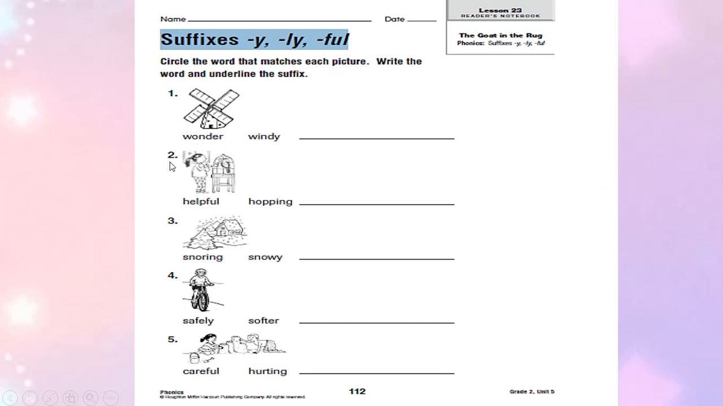Number 2. The girl is feeding her parrot. So how can we describe her? Is she helpful or hopping? Please circle the right answer. Write it on the line. Underline the suffix. Number 3. How can you describe this weather? Is it snowing or snowy? Write it down. Then underline the suffix.